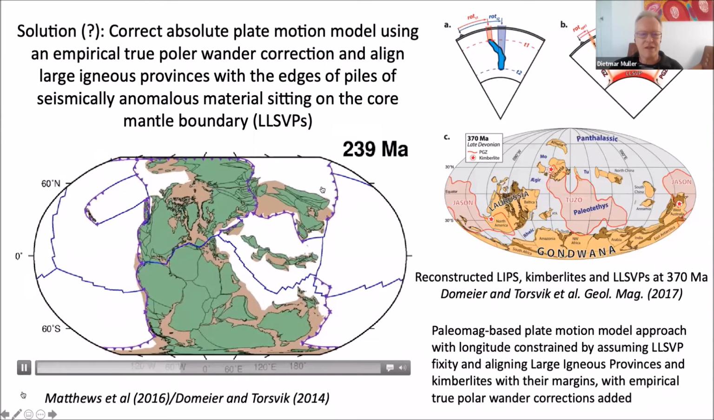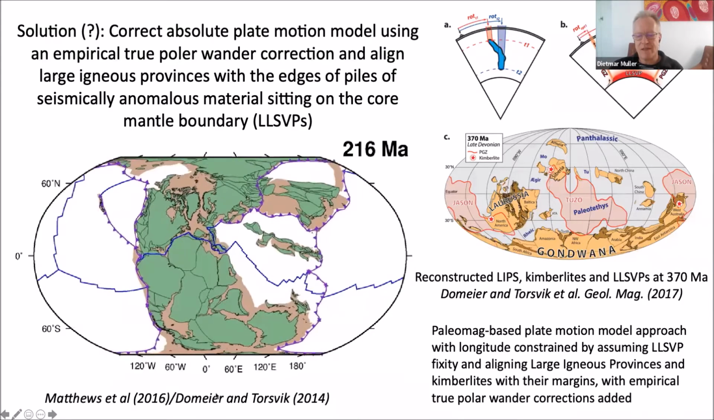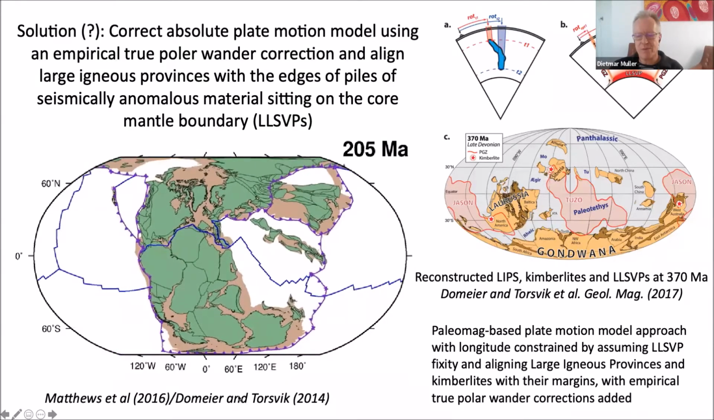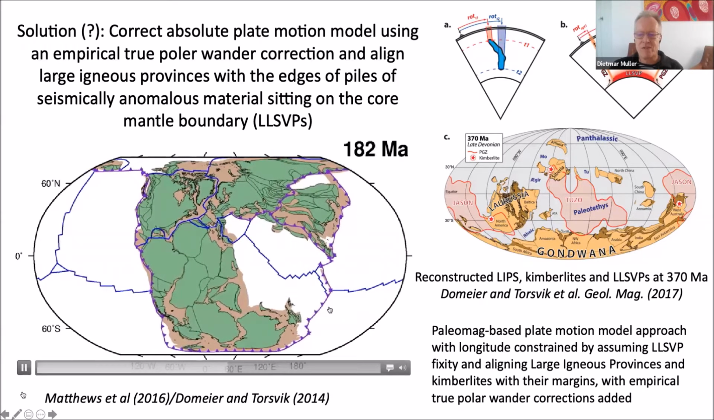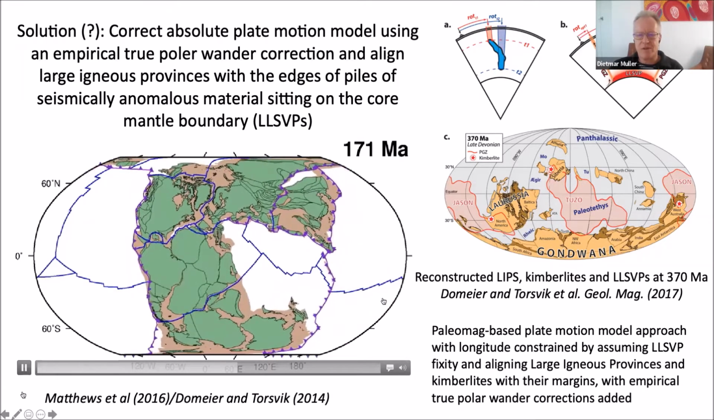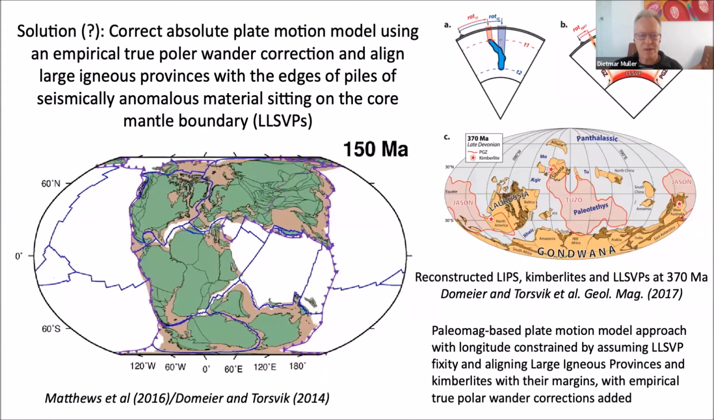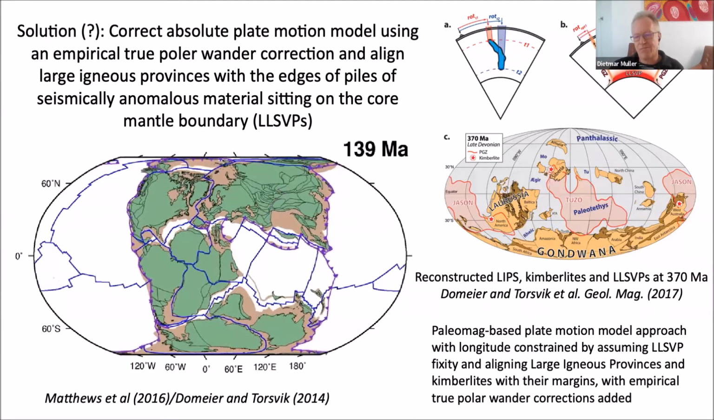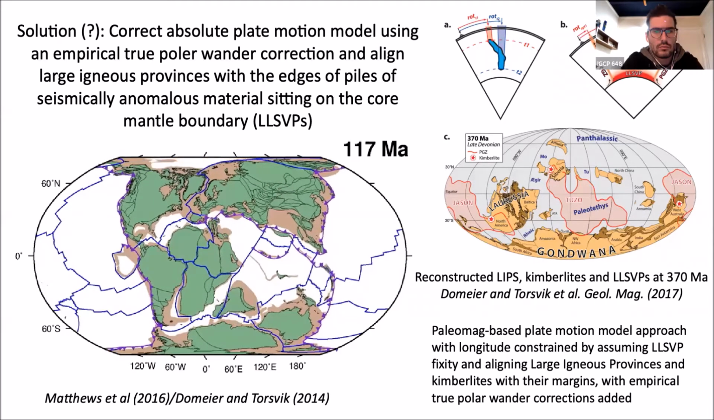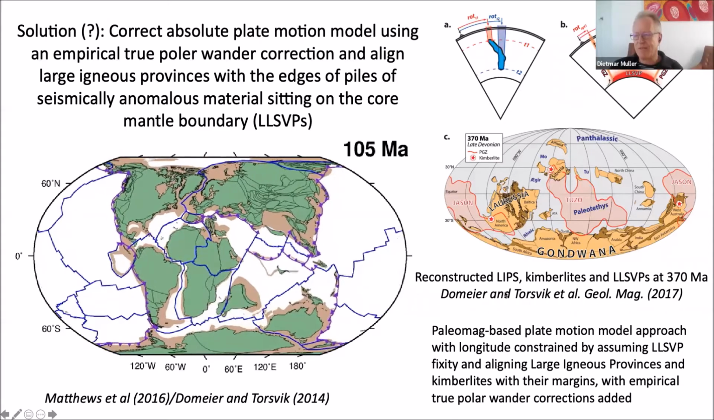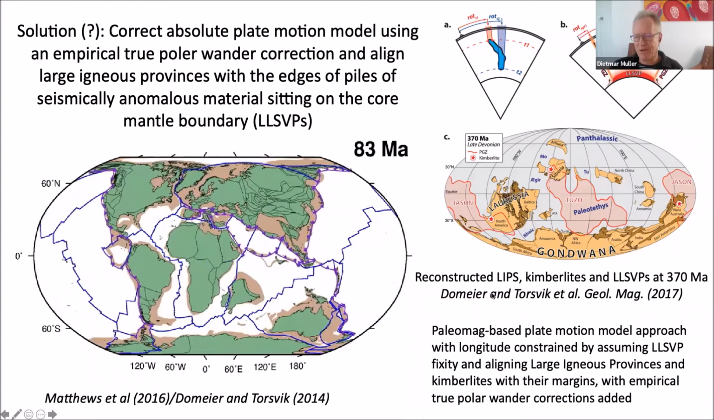So on the left-hand side, you see a plate motion model from Matthews et al., and that incorporates the late Paleozoic model by Domeier and Torsvik. And so that's the kind of model that comes out of this. That also includes empirical true polar wander corrections extracted from the paleomagnetic data. And, you know, we can watch this reconstruction and it looks okay, right? But I think we'll dig a little more deeply into whether it is actually okay or not.